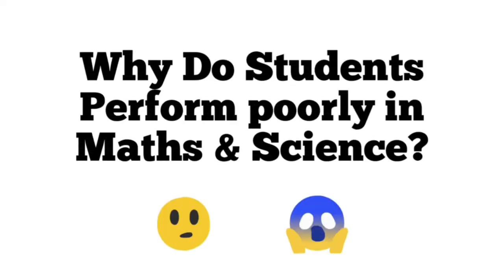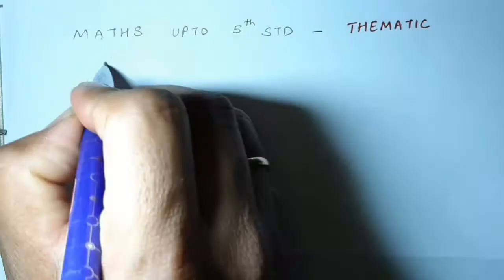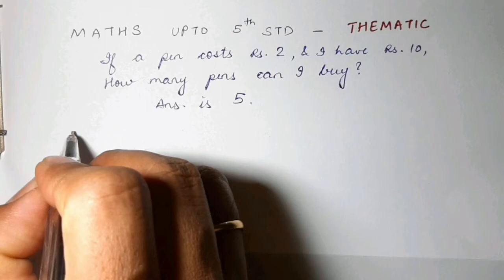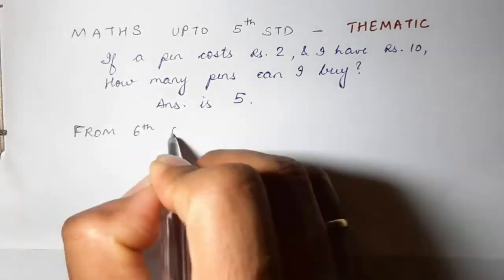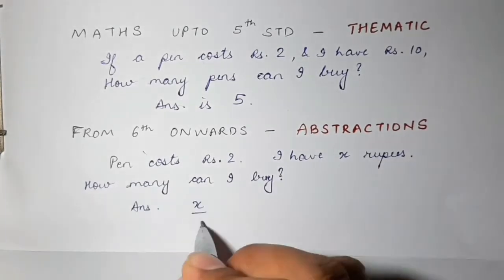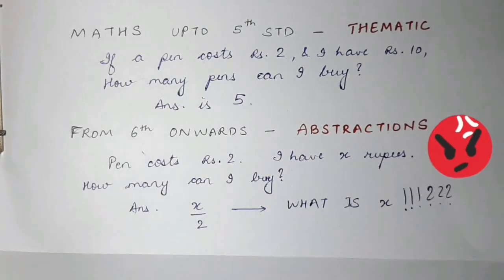Why do students perform poorly in maths and science? Often parents ask me this question. To understand that, the syllabus up to 5th standard is thematic. For example, if a pen costs rupees 2 and I have rupees 10, how many can I buy? Answer is 5. But from 6th standard onwards, abstractions begin. Now here, take an example. A pen costs rupees 2, I have X rupees, how many can I buy?